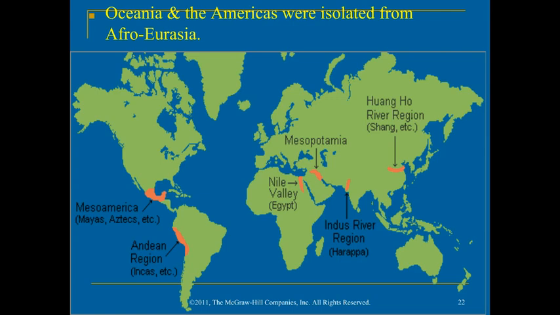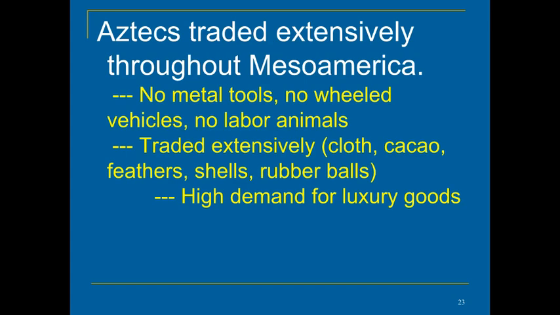Now, throughout the post-classical era, the main, most active trading people are going to be the Aztecs. And that's going to be impressive because, remember, the Aztecs don't have metal tools. They don't have wheeled vehicles like carriages and wagons and carts. And they're not going to have any large labor animals. So that means all the trade that they did was people walking and carrying stuff, right?